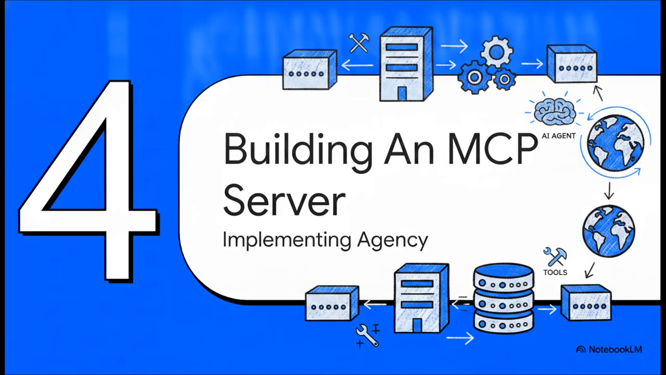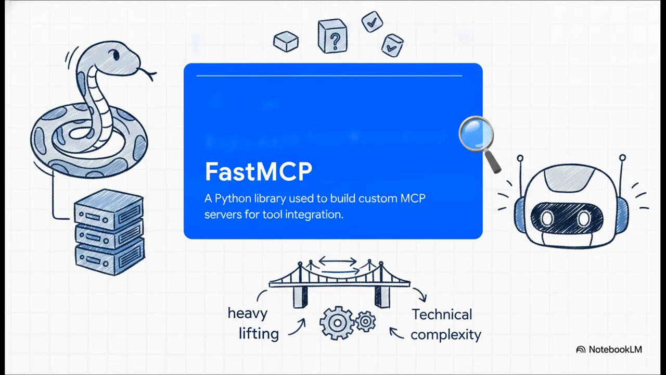All right, Section 4, building an MCP server and actually implementing this agency. Let's transition from theory into practice and see how we actually build this thing. Let's get practical. To build a robust MCP server in Python without losing our minds writing boilerplate networking code, we use a library called FastMCP. This library does an immense amount of the heavy lifting for us. It acts as a really powerful abstraction layer that flawlessly bridges the gap between your raw custom Python functions and the AI client making the requests.